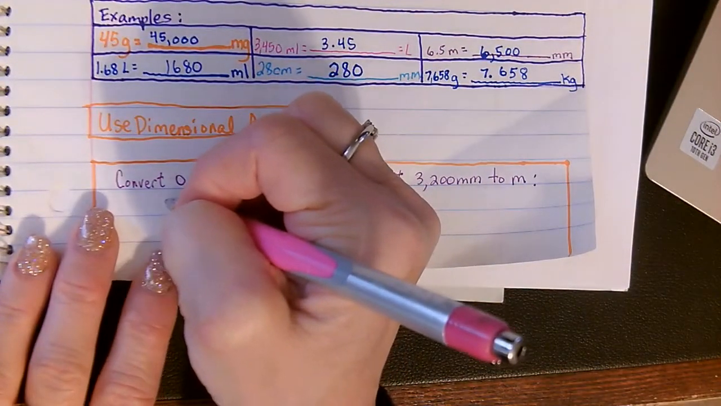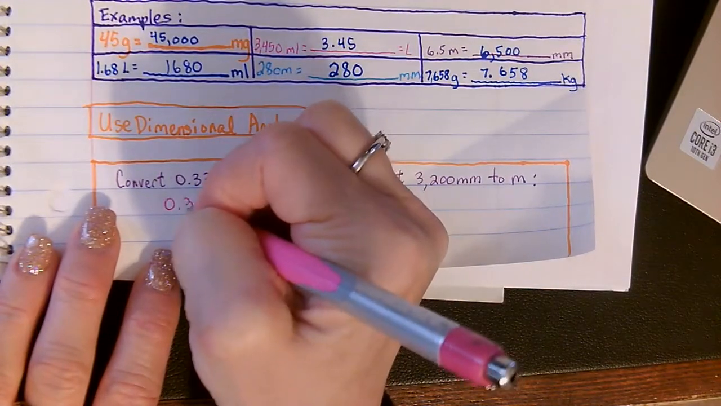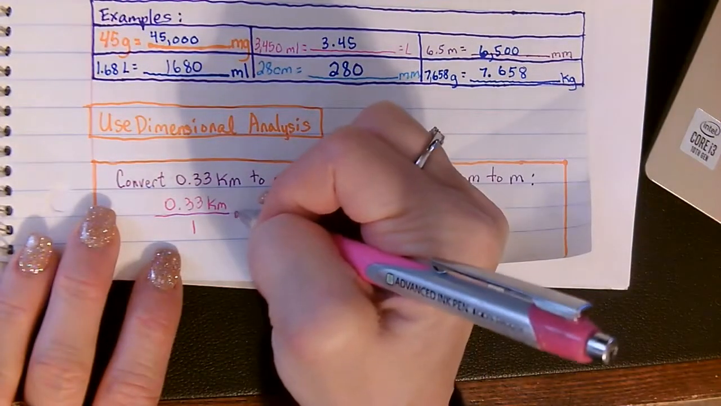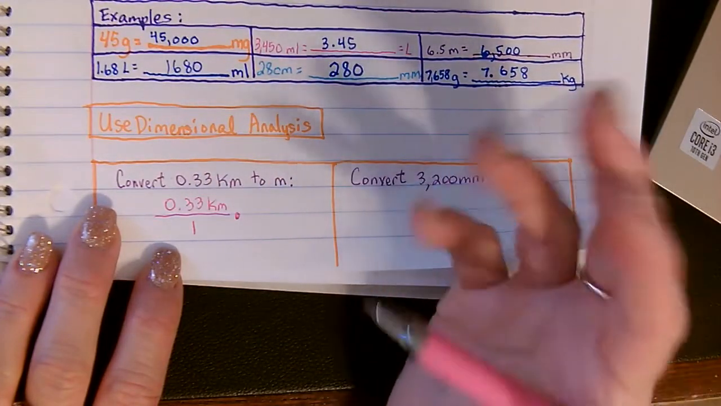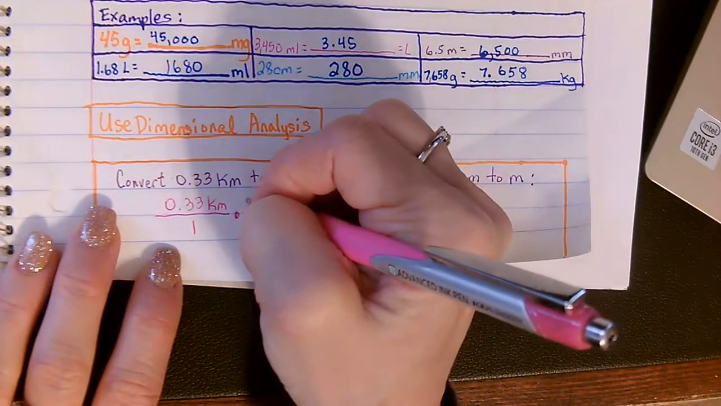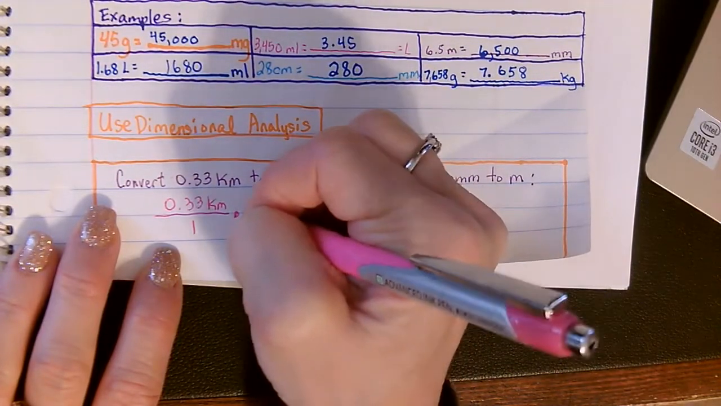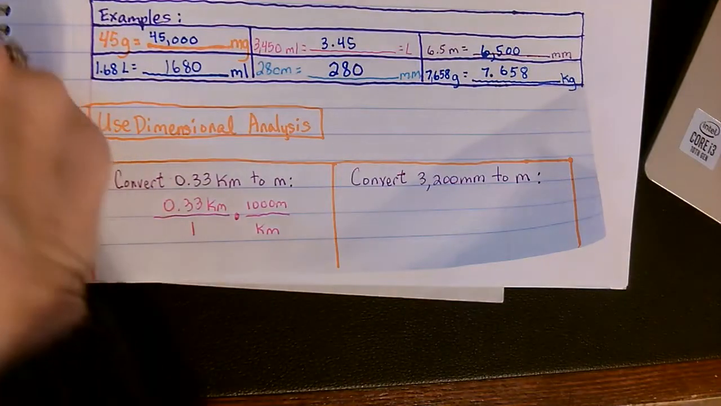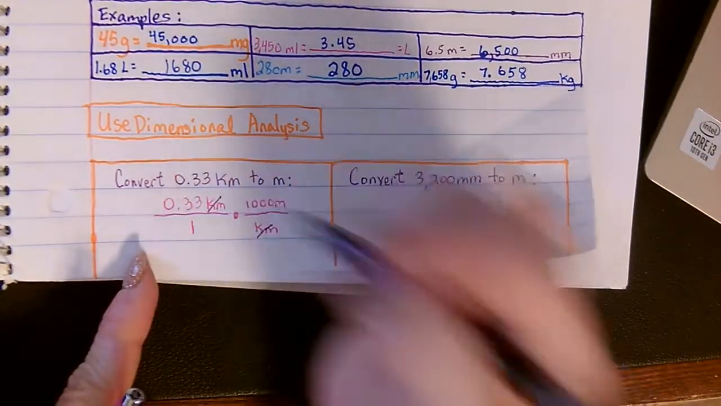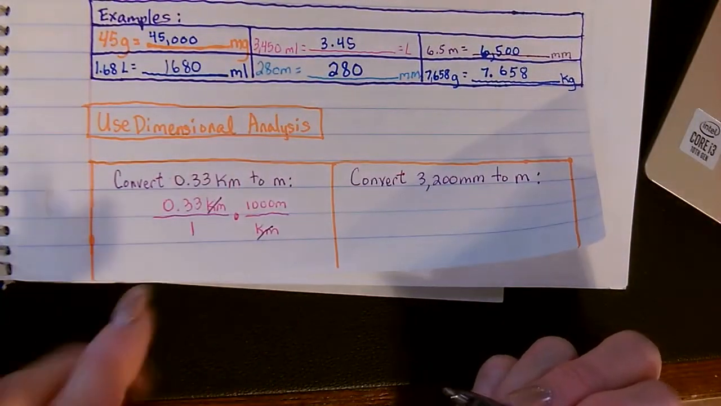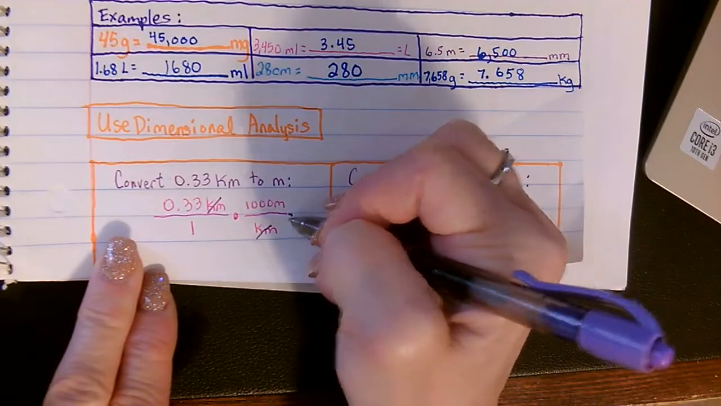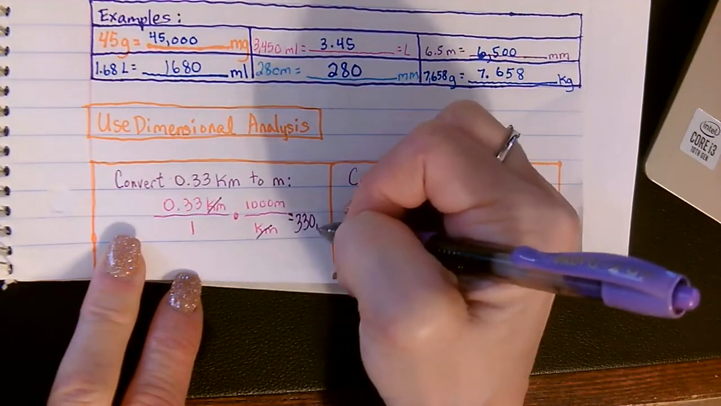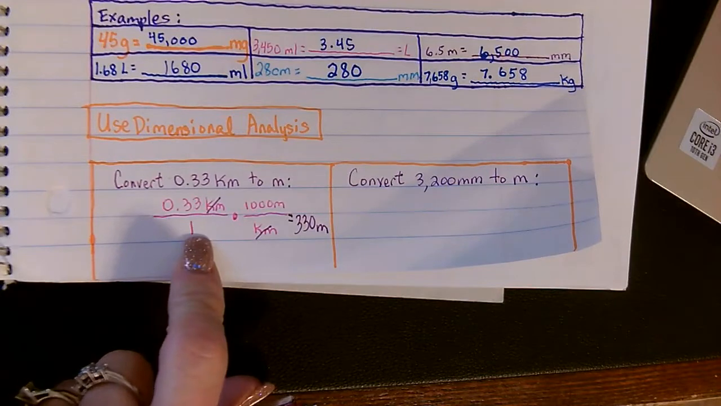Let's look at our first example. And this is how we do dimensional analysis. We're going to do this as a unit to 1, 0.33 kilometers over 1. Because we're converting, I'm going to put times here. And I know that there are 1,000 meters in 1 kilometer. What we do is we cancel out the km here and here because they divide each other out, and we multiply across. And if we multiply across, 0.33 times 1,000 gives me 330 meters, because I don't write the 1.